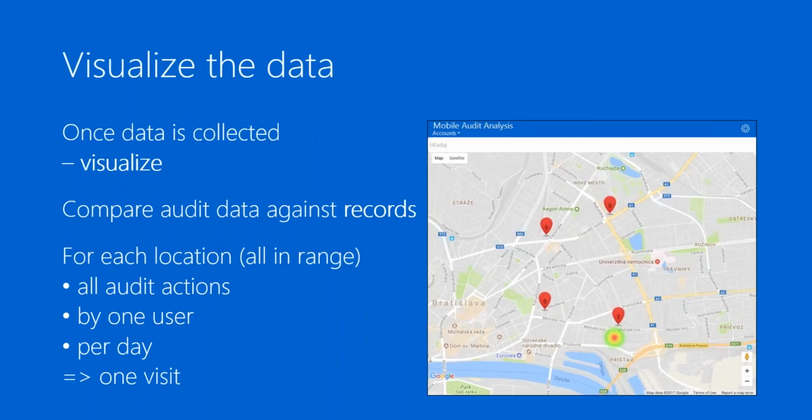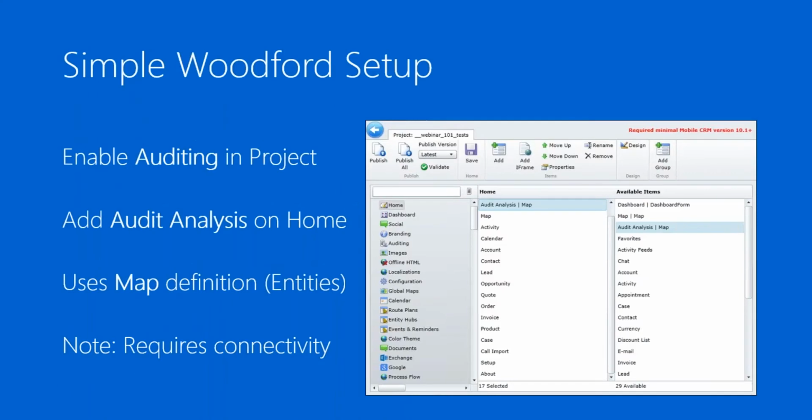This will be one visit. What I mean by this is, if I go to a customer and perform 3 actions, for example, I modify an account, I create a new contact, and so on, these all will be considered one visit, one action on the mobile audit. I'll try to explain this in more detail during the demonstration.